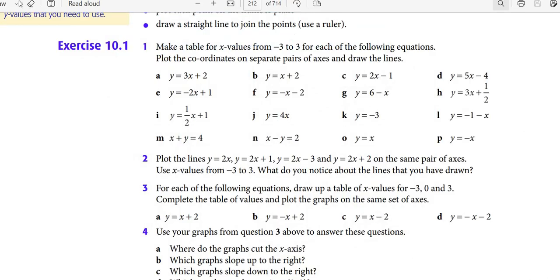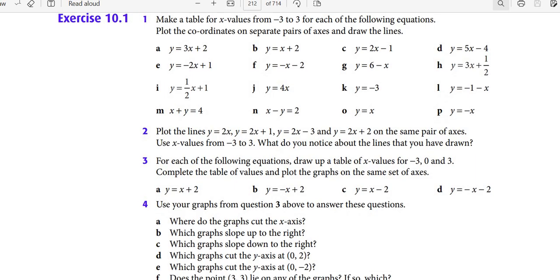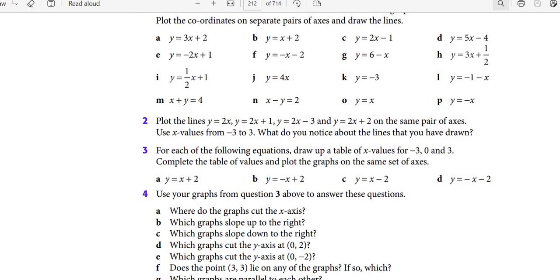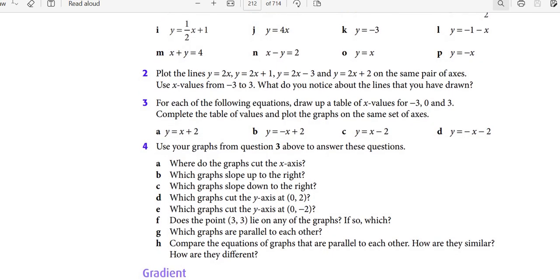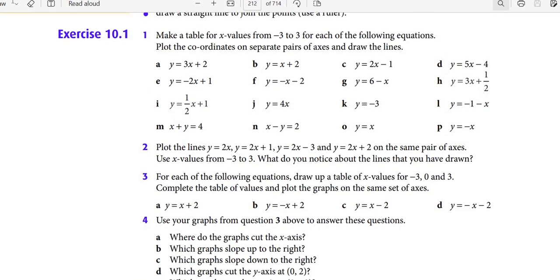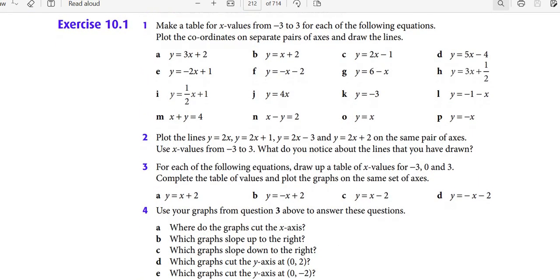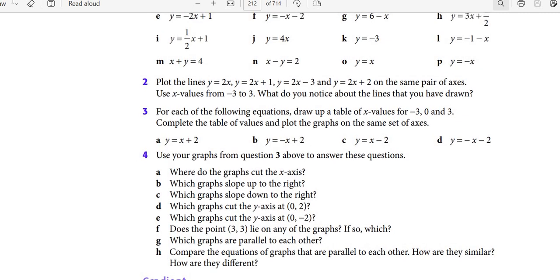Okay, do exercise 10.1, number 2. You have different equations. Plot the lines on the same pair of axes, okay? And tell me what you notice about the lines. Then draw this straight line, number 3. And then do exercise number 4, okay? And that's it. So exercise 10.1, 1, 2, 3, and 4. Do them now in the class, okay?